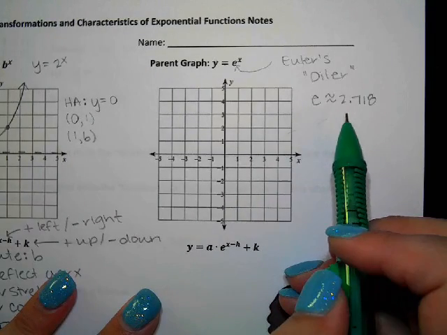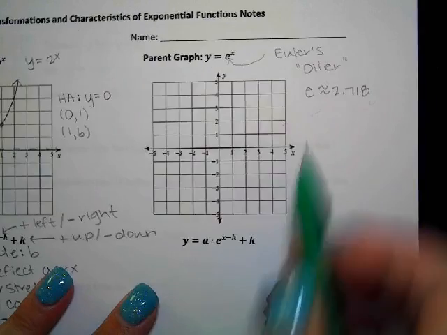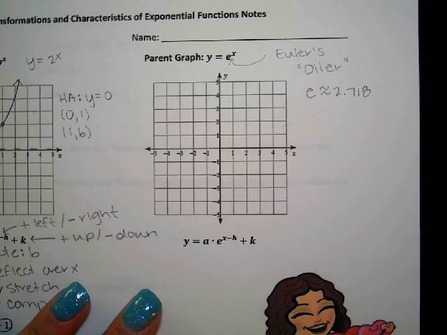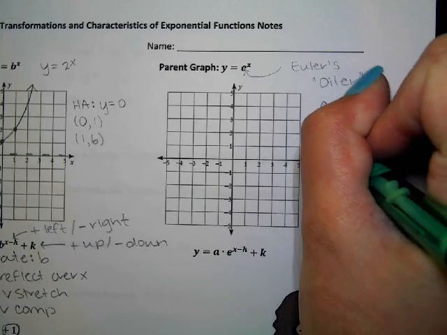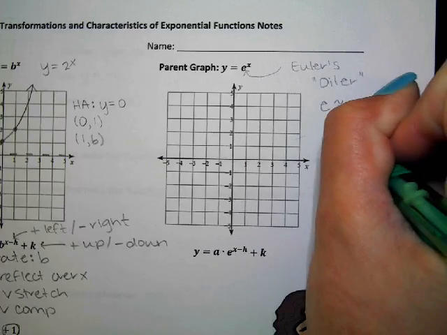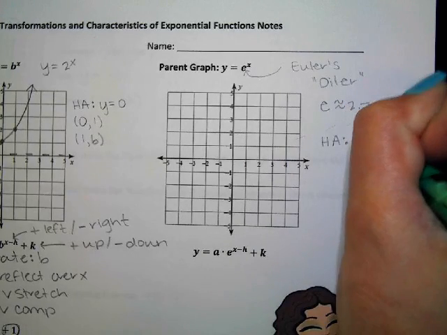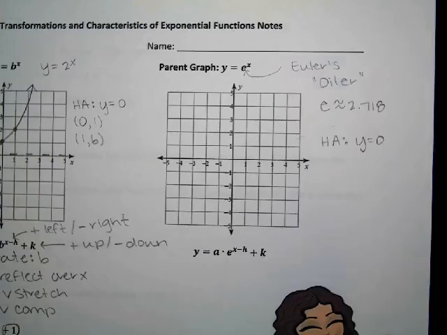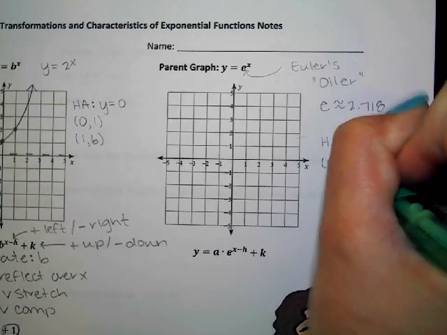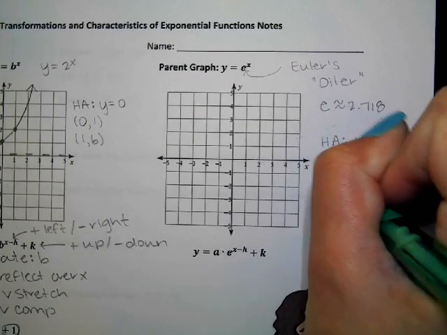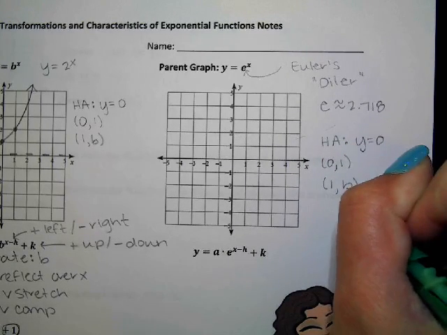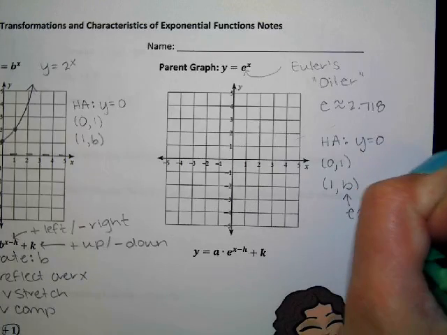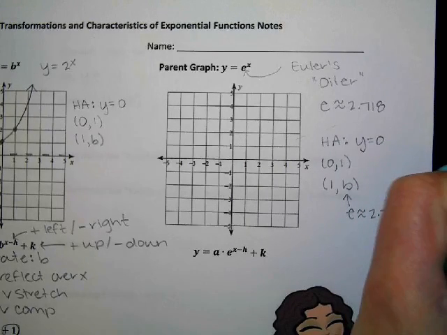So the number is approximately 2.718. That's important. Write it down. Are you writing it down? Okay, the information is the same for Euler's number. We start here with the horizontal asymptote y equals 0. We still have the point (0, 1). We still have 1 and then the base, which is b. In this case, the number is going to be e, which is approximately 2.718.